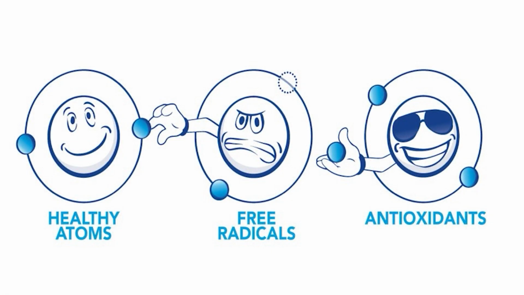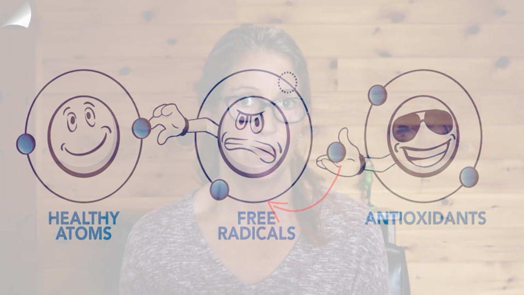So how do we neutralize free radicals? We need antioxidants. So over here, the guy with the sunglasses, this antioxidant is going to donate electrons to the free radicals, so the free radicals don't steal them from our normal healthy cells and molecules.